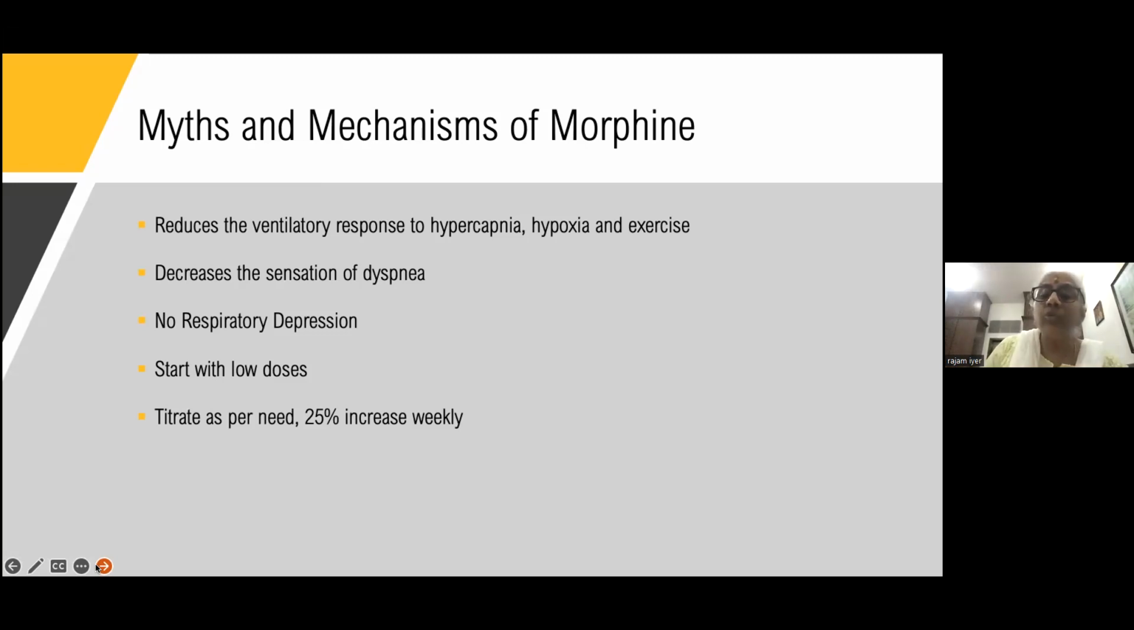And what is the criteria to stop morphine? Well, first is if the patient is intolerant, if there is no action, and if the patient hates the constipation. Otherwise, the patient takes morphine till end of life. There shouldn't be any reason to stop morphine.